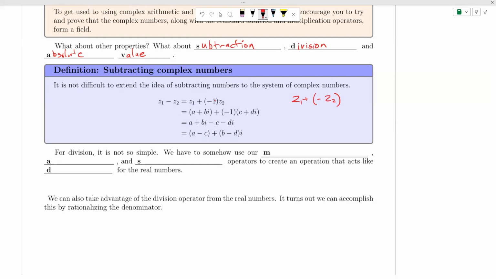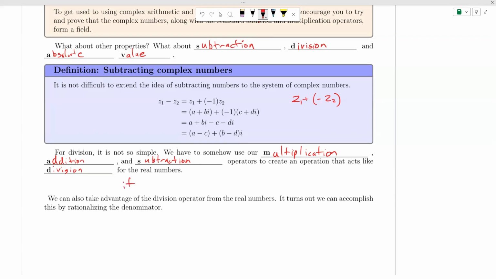For division, it's not so simple. Somehow we have to use our multiplication, addition, and subtraction operators to create an operator that acts like division for the real numbers. And what do we mean by acts like division?